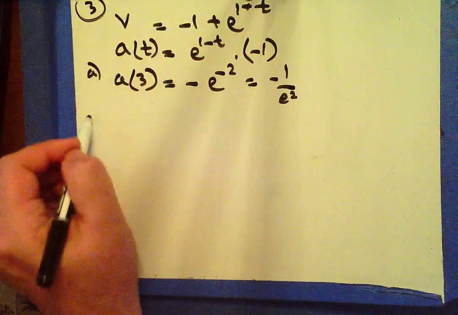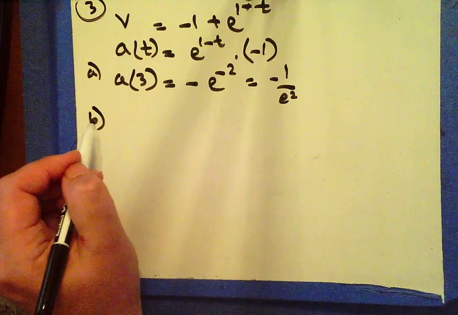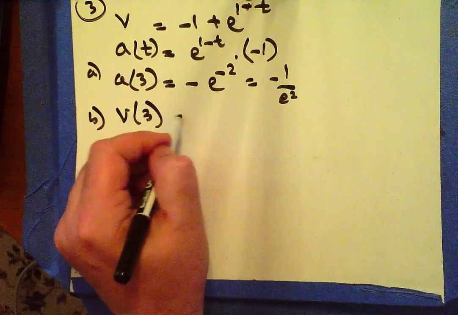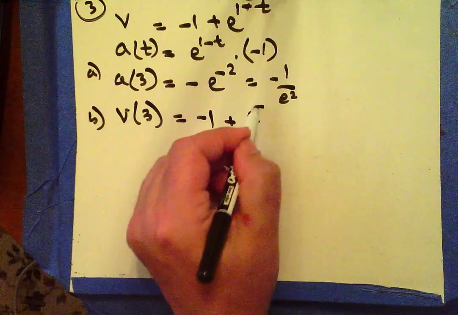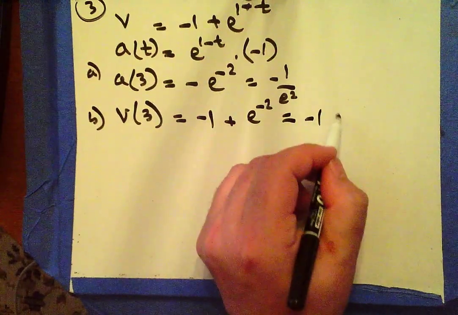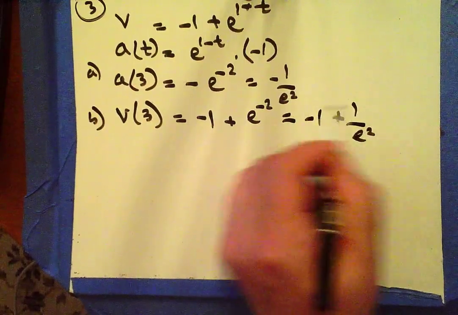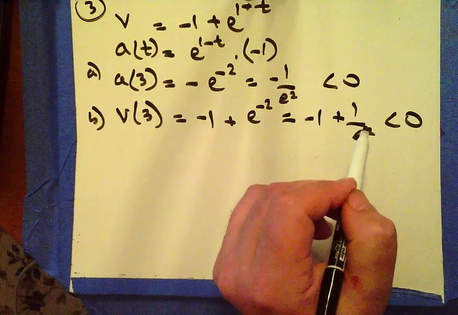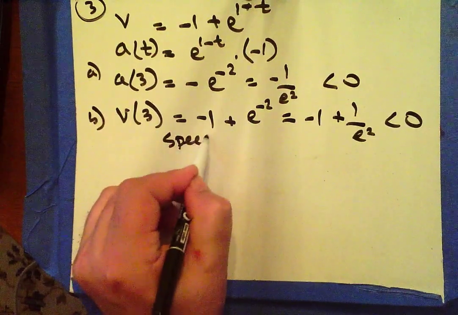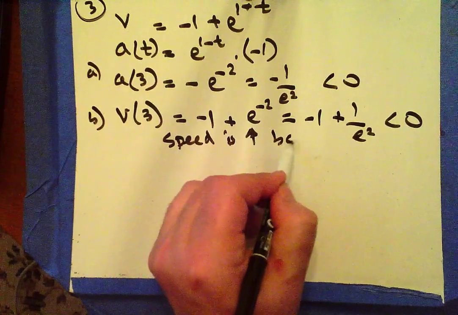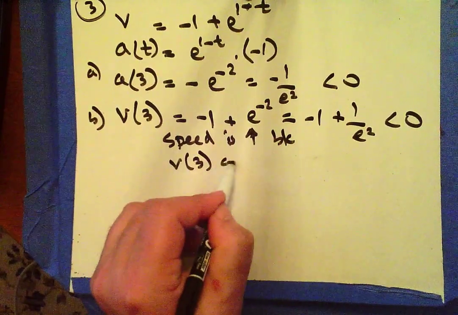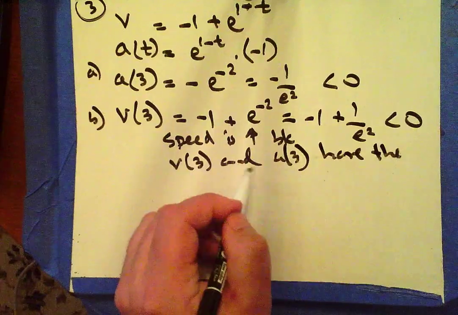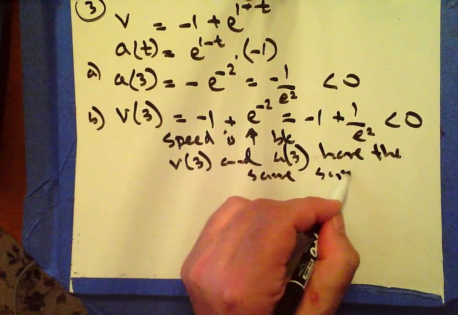That's part A. Part B. Is speed increasing or decreasing? This seems to be a popular question, so we need to know v of 3. V of 3 is going to be negative 1 plus e to the minus 2. That's negative 1 plus 1 over e squared. This is less than 0. This is less than 0. And since both of these are less than 0, we know speed is increasing because v of 3 and a of 3 have the same sign.